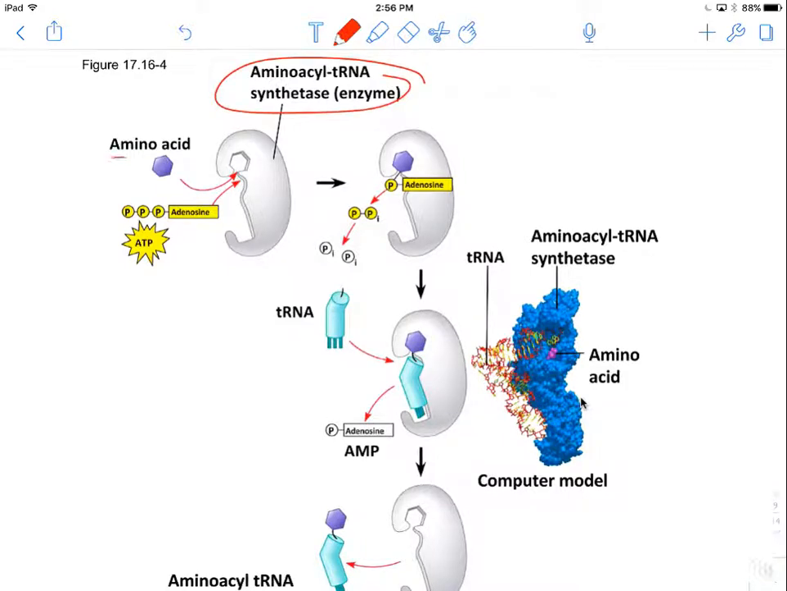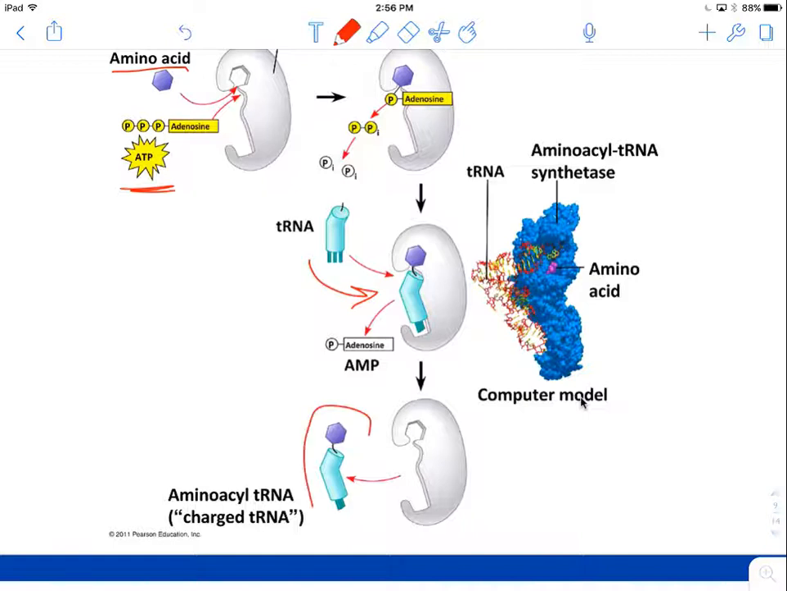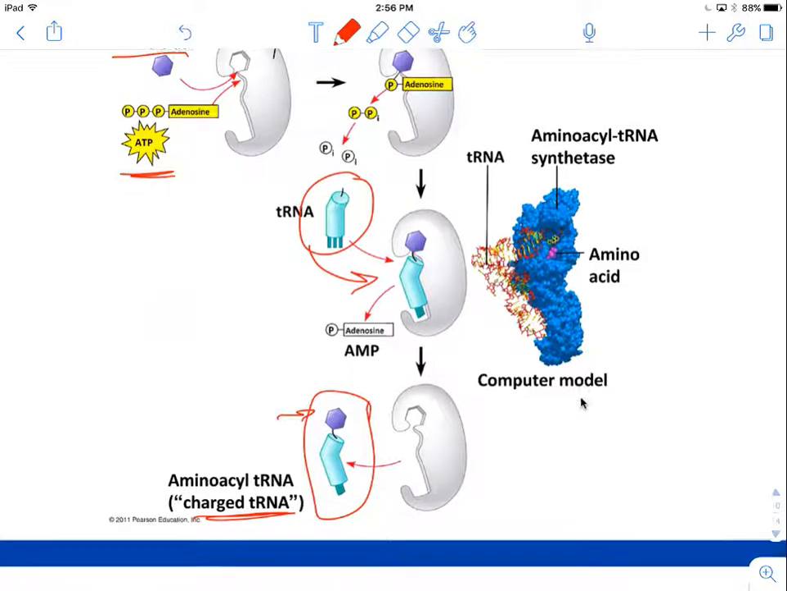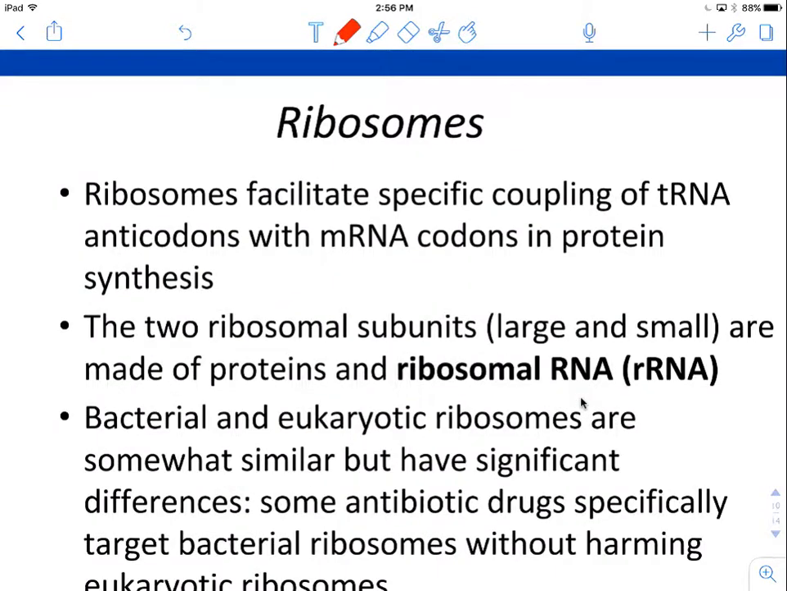We get the amino acid goes into an active site in the enzyme. Of course, ATP is required. Then the tRNA is put in, and the two are attached by the enzyme. And now we have our tRNA with the amino acid attached, and we call this a charged tRNA. So when it did not attach, it's uncharged. When it is attached, it's charged. All right, so that's our tRNAs.